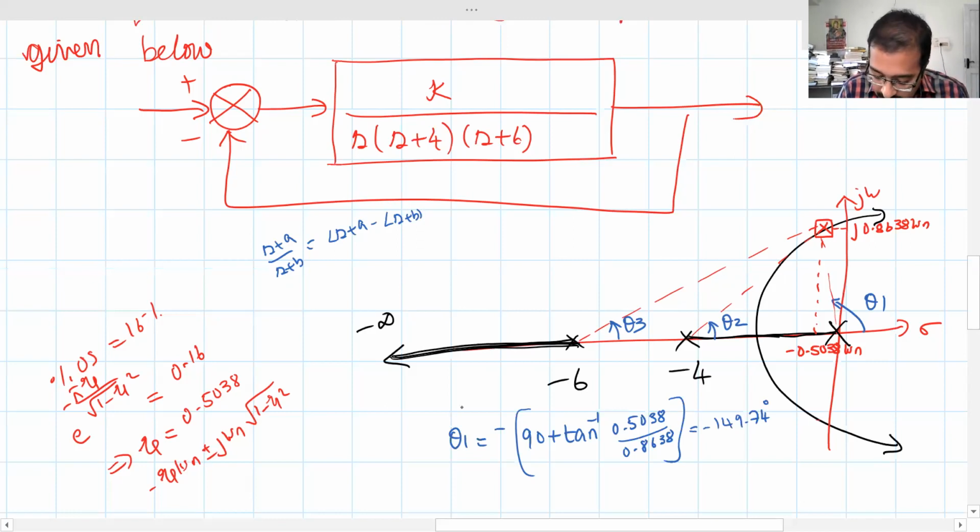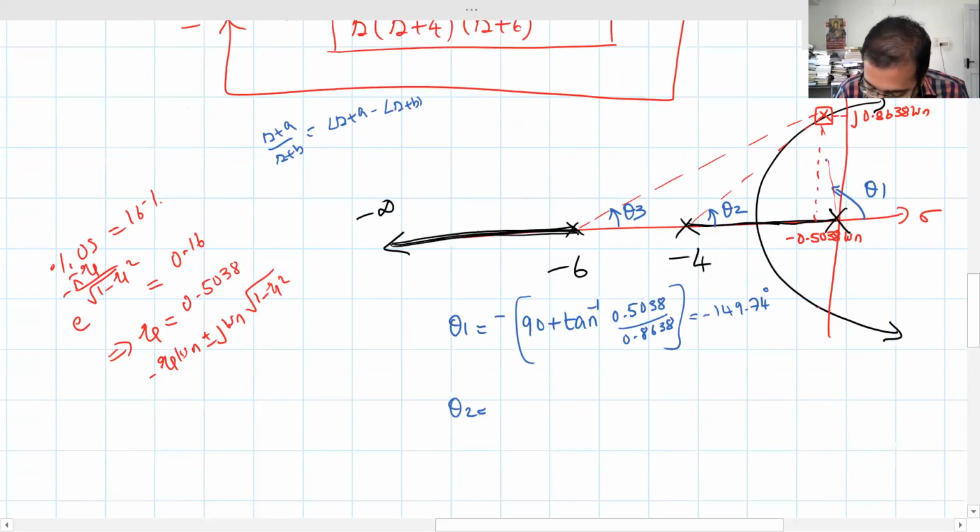Similarly, what will be theta 2? Theta 2 will be minus tan inverse of the opposite side, which is 0.8638 omega n, divided by the adjacent side. What is the adjacent side? 4 minus 0.5038 omega n. Then finally, what will be theta 3? Again, minus tan inverse of the opposite side. Opposite side is 0.8638 omega n.